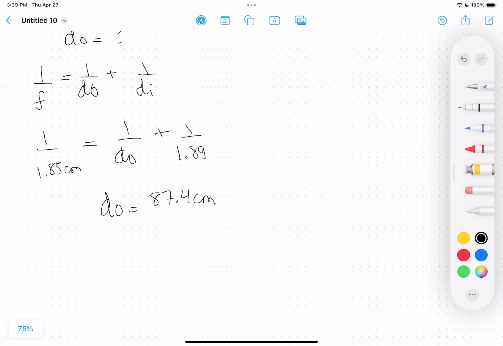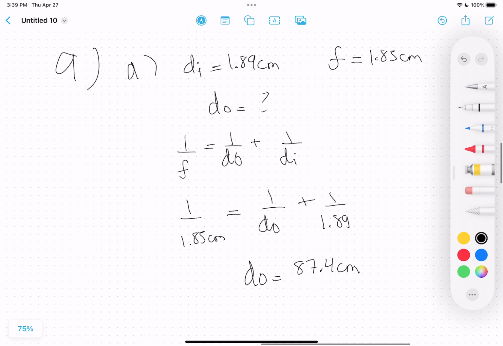But the retina, the 1.89 centimeters, is the image distance because that's where the image actually forms, right? That's how we see our image, projected onto our retina. So 1.89 centimeters is the image distance, and that's a positive value because it's a real image that's formed onto our eyes. Otherwise, that wouldn't make sense as to how we would see, right? But yeah, and the object distance is 87.4 centimeters.